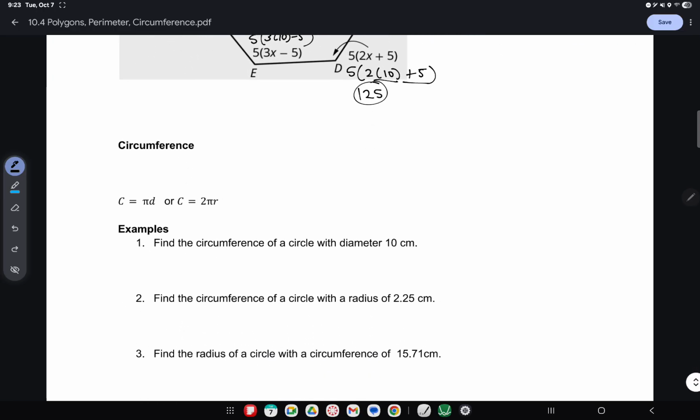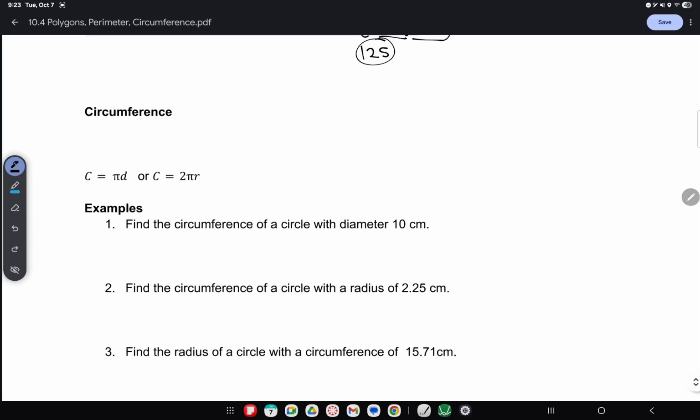All right, last idea here is circumference. So it's just a fancy word for perimeter of a circle. So this one has a specific formula because we don't have like sides, right? A circle is this round object. So there's not really any sides to add up. So we have these formulas here. So circumference is pi times diameter, or the circumference is 2 pi r.